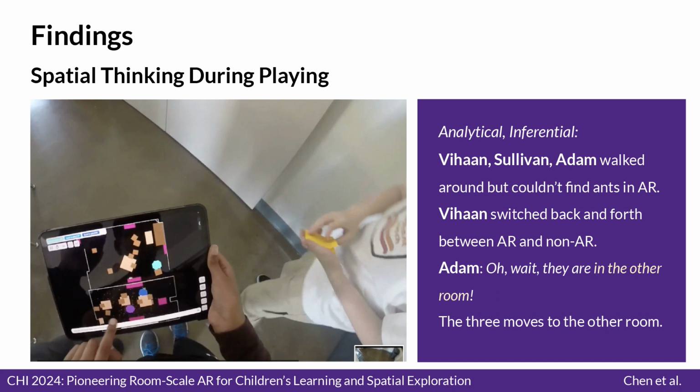He switched back but still could not find any ants. So he switched again, and this time, Adam noticed, "Oh wait, they are in the other room." The 3 moved to the other room and found the ants. From this very brief exchange, we could see the analytical and inferential function happening, as the 3 children collaboratively made sense of the map and the augmented real world and made the decision based on what they knew.